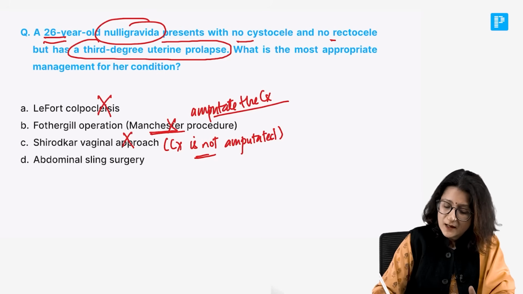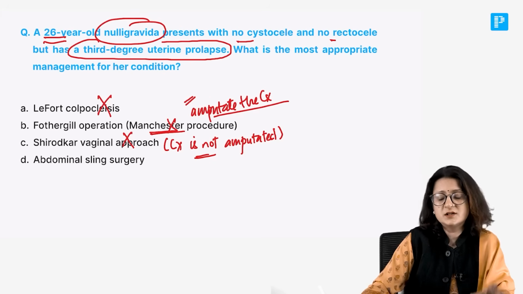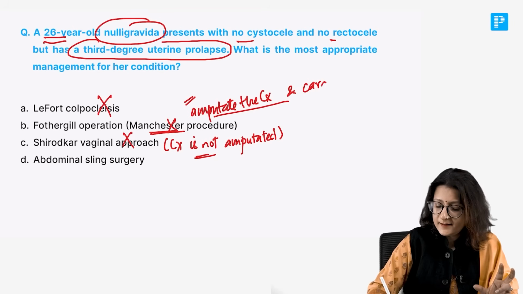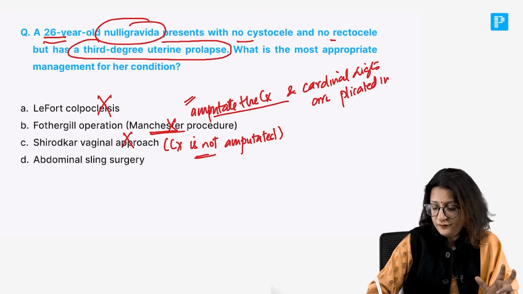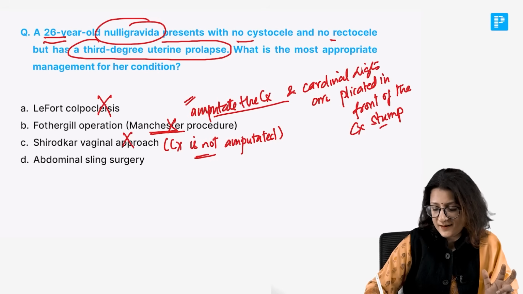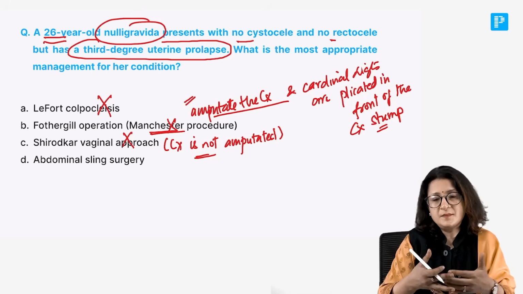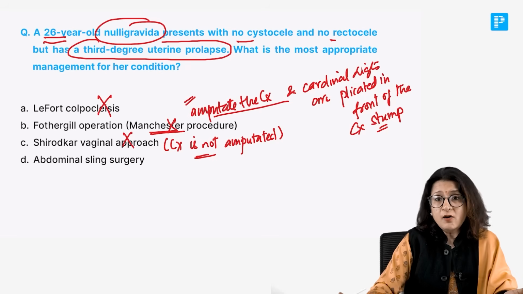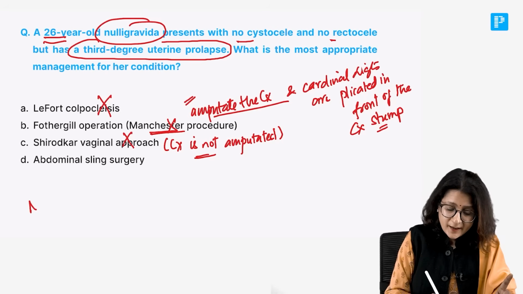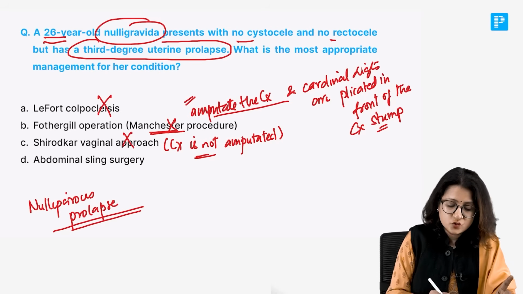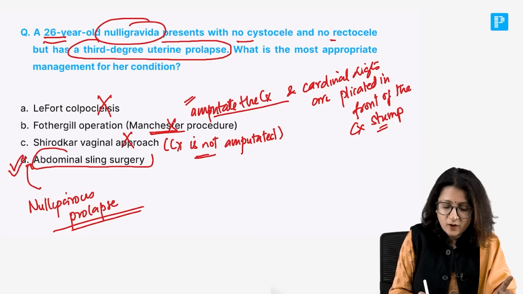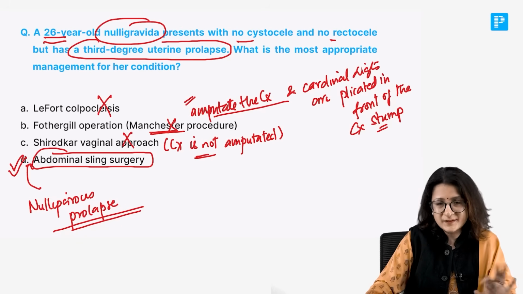If you quickly recall what happened in the Manchester procedure, the cervix was amputated and the cardinal ligaments are plicated in front of the cervical stump that is left after amputation, to give some support to the cervix, right? Now, please remember that for nulliparous prolapse, I have always told you, what type of surgeries are best suited? The sling surgeries, the abdominal sling surgeries. Okay, so that is your answer.